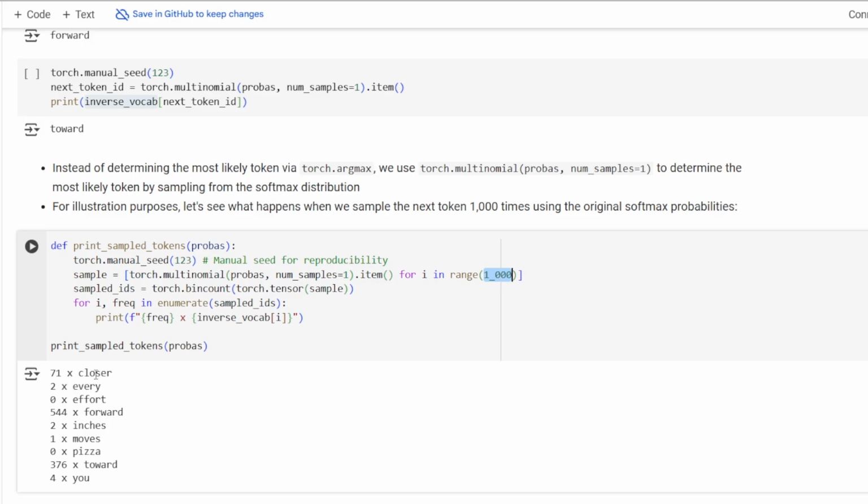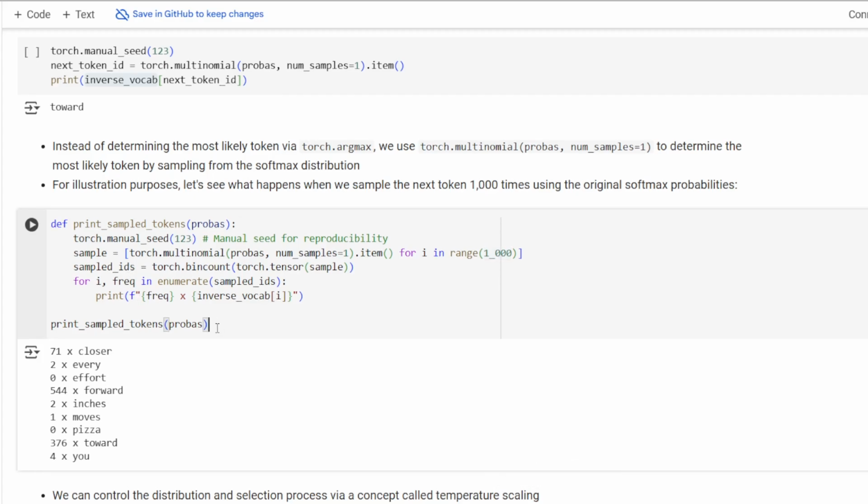Every effort moves you, it will predict closer. Moves you every 2 times, effort 0 times, forward 544 times, moves you inches, moves you pizza 0 times, moves you toward, makes sense, 376 times. So there's a bit of thinking that is going on there. Those words, they do make sense. Moves only 4 times. So this is when we run it 1,000 times. If we're using argmax, you can change this if you want. Change this to use argmax. You see that all 1,000 times it will return the same value.